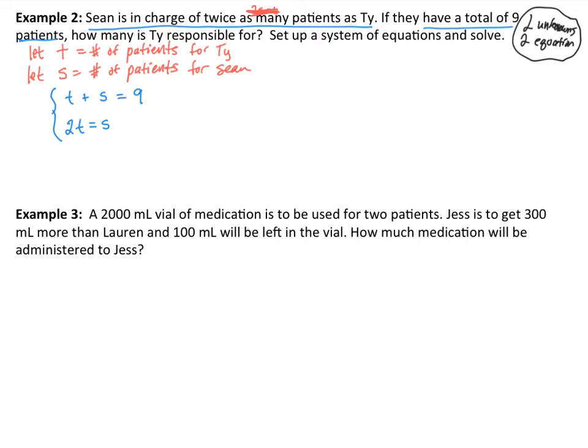The other thing you could have done is actually take this S, take Sean's patients, and divide it by 2. Then it will equal Ty. That would have been okay too. Either one of those would have been appropriate.